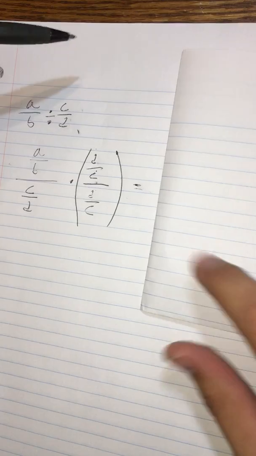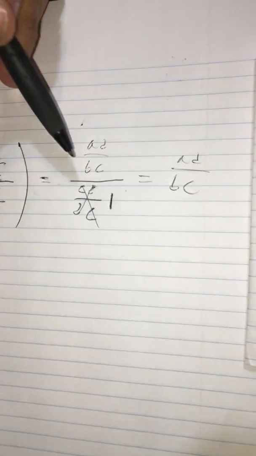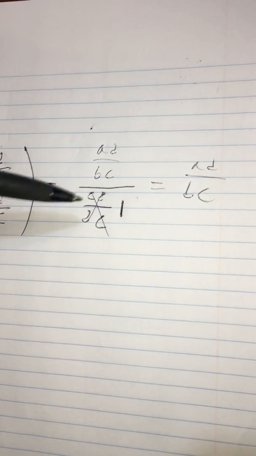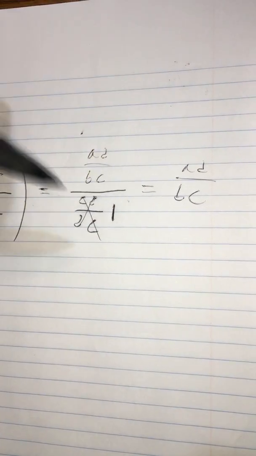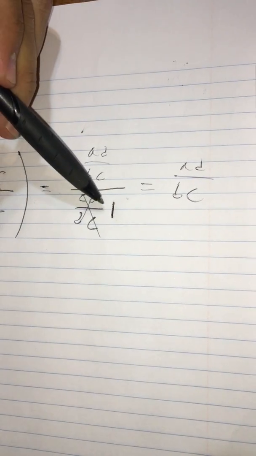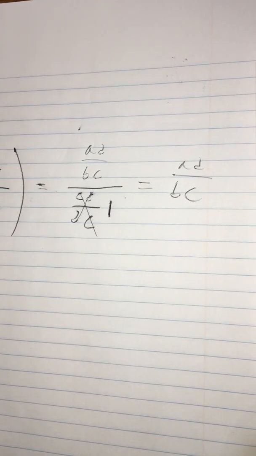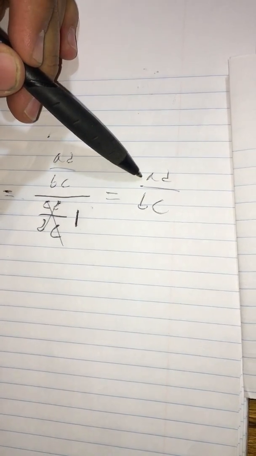By doing that, we'll end up with AD over BC times CD over DC. Now the bottom numbers actually end up canceling each other out, but you're also left with a 1, or you can count it as a 1. So in the end, you get the answer AD over BC.